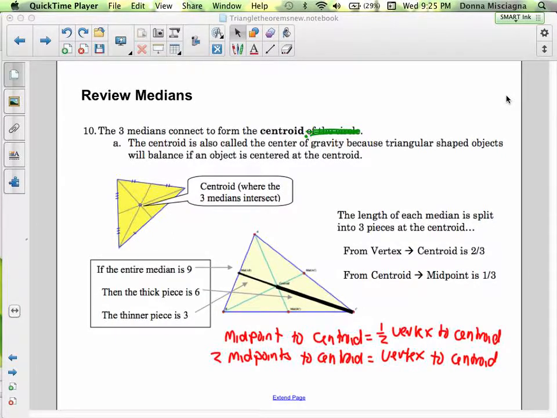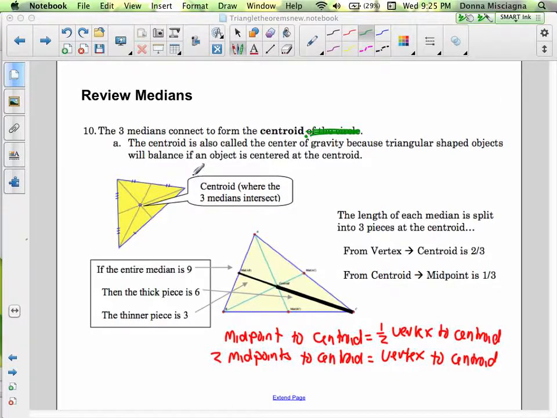Welcome. In this series of podcasts, we're going to review medians and midsegments. So the three medians of a triangle connect to form the centroid. So the centroid is where the three medians intersect. If you were to find all three medians, how do you find the median? You find the midpoint, and you connect the midpoint to the opposite vertex.